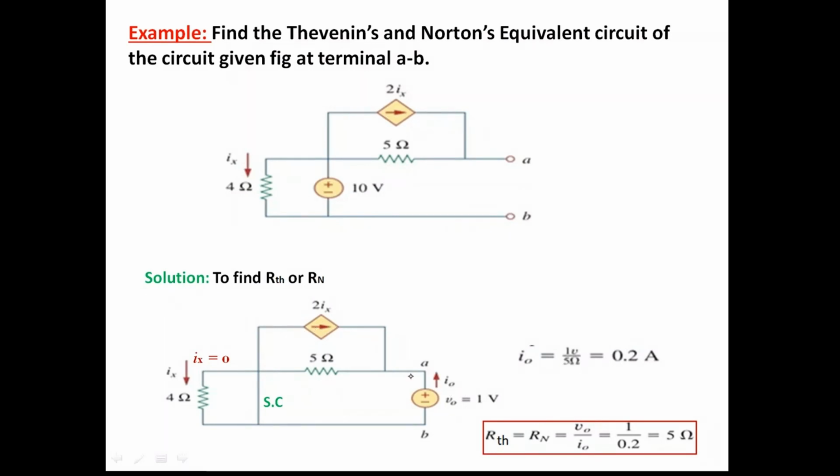Therefore, what is I0 from this? So directly we'll get I0, 5 ohms series లో కనెక్ట్ చేసినట్టుగా ఉంది, is equal to 1 by 5, which is equal to 0.2 amperes. So once you get I0 as 0.2 amperes, then what is RTH or RN? Thevenin's resistance or Norton's resistance are equal to V0 by I0. V0 is 1 volt and I0 we got as 0.2. 1 by 0.2 will be 5 ohms. This is how you will find out the RTH or RN.